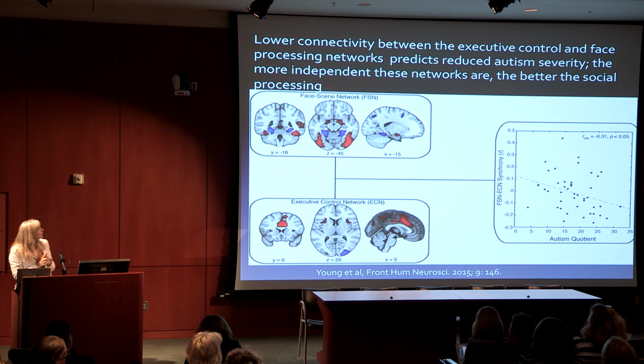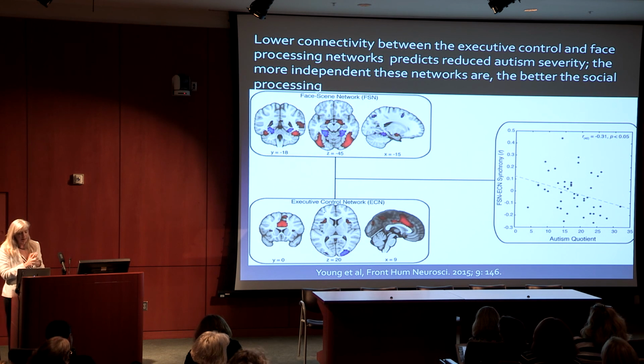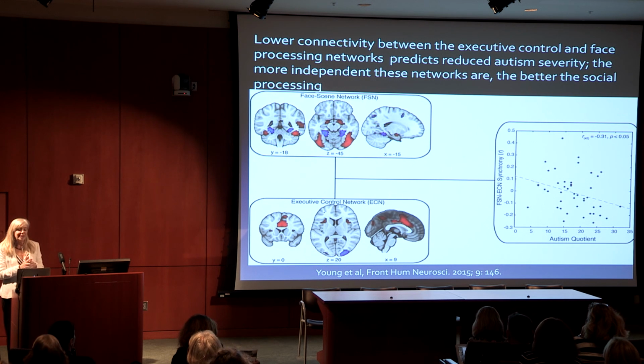This is a study that was done recently by a different group, Young et al., that showed that connectivity, I just wrote that wrong. I said lower connectivity. It's actually higher connectivity between the executive and face processing networks predicts, I was right. Lower connectivity predicts reduced autism symptom severity. The more independent these two networks are, the better the social processing.